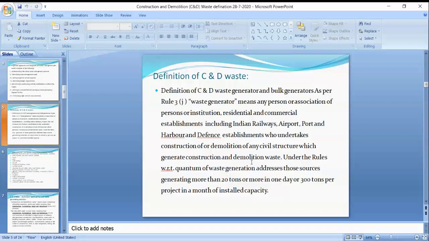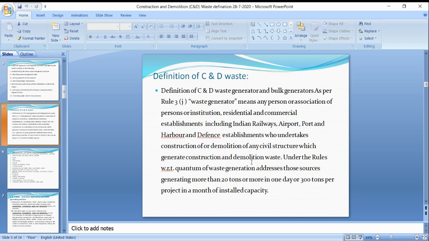So here what we have seen is that in most urban areas we get a lot of construction and demolition waste. Not only that, we have also seen that municipal solid waste and biomedical waste are generated in those urban areas. So they require one management to look after all the stages. So there we have seen that integrated waste management is there.